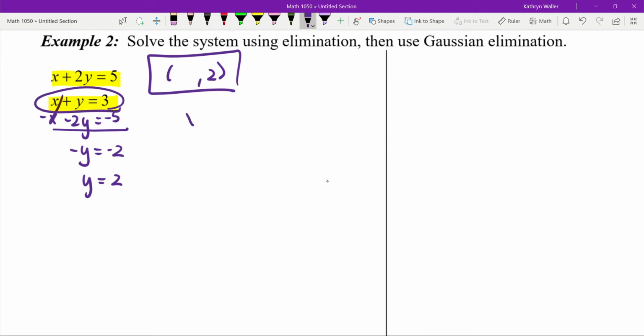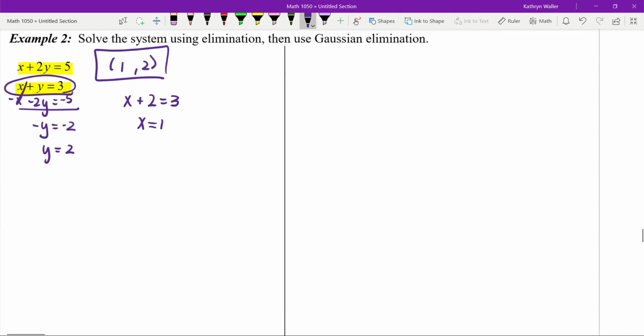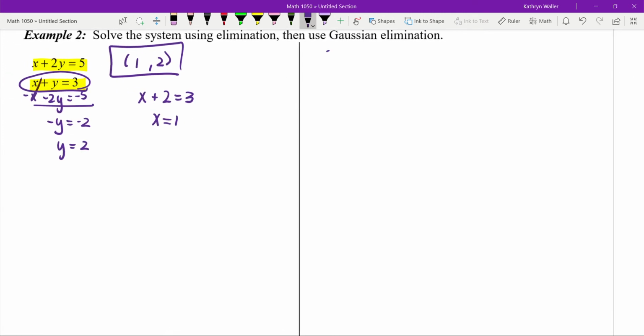So then I'm going to go x plus y, which is 2, is equal to 3. Move my 2 over. I get x equals 1. The answer is 1, 2, and I'm done. Okay? Okay, now we're going to do it using matrices. So take your pencil and draw that bracket.